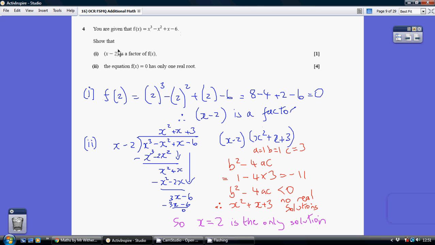The only bit to be careful of here, if we're trying to show that x minus 2 is a factor, remember to substitute plus 2 into the function.